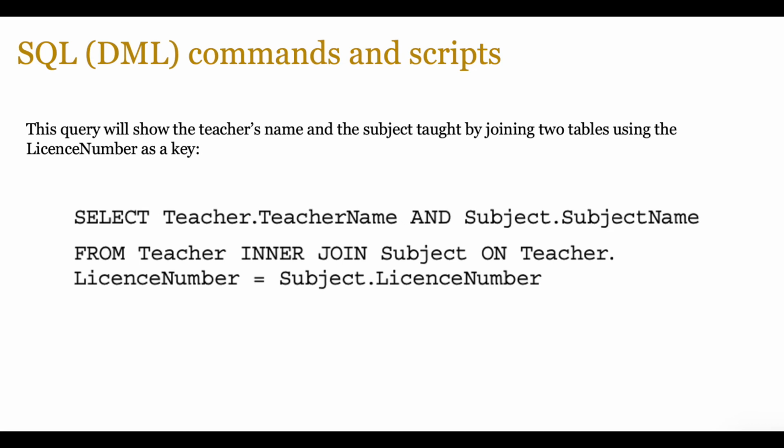The second query that you see on screen shows the teacher's name and the subject taught by joining two tables using license number as a key. So we simply say select teacher.teacherName and subject.subjectName, because these are the attributes we want returned. From teacher, where inner join to subject on teacher.licenseNumber is equal to subject.licenseNumber.